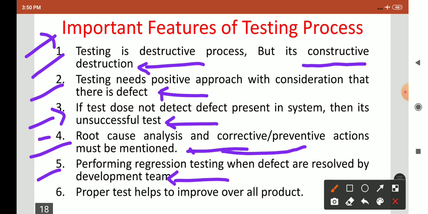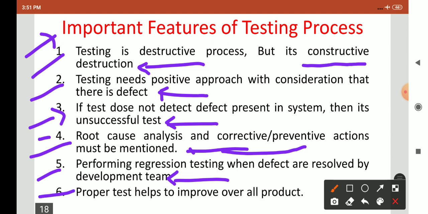Now what happens in regression testing? We are checking those 10 errors, whether they are solved or not, and also in regression we are checking the components dependent on those 10 bugs, so that while resolving those 10 bugs, we can see whether any other error is present in your system or not.